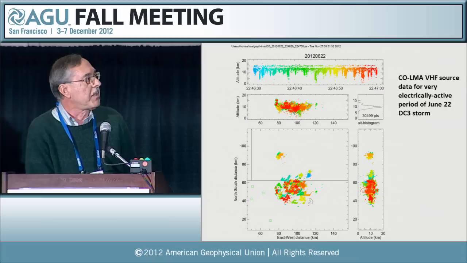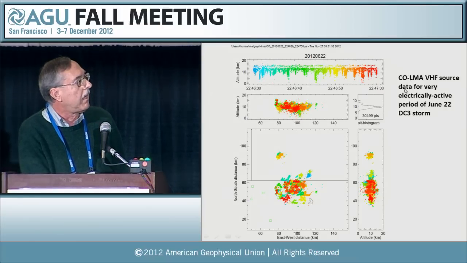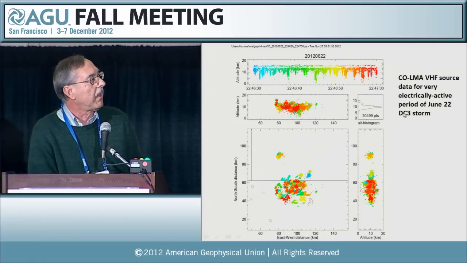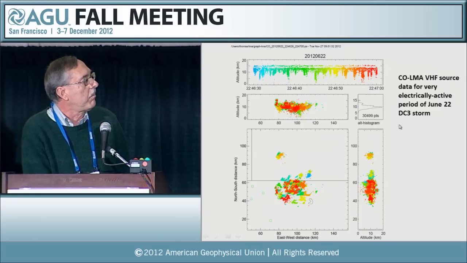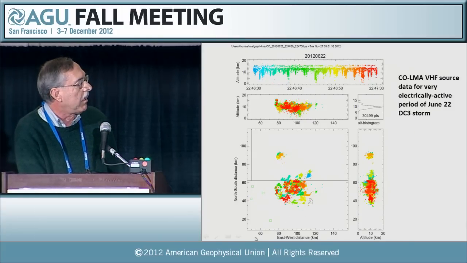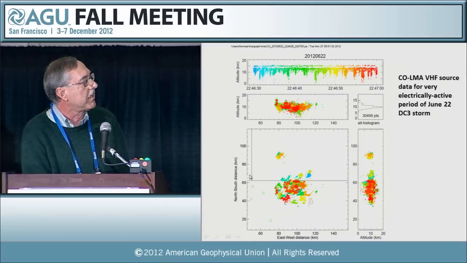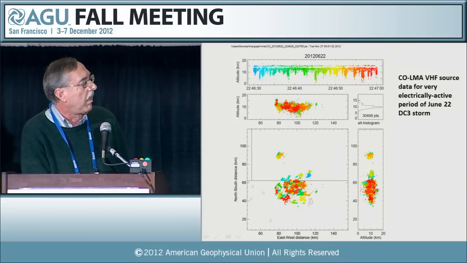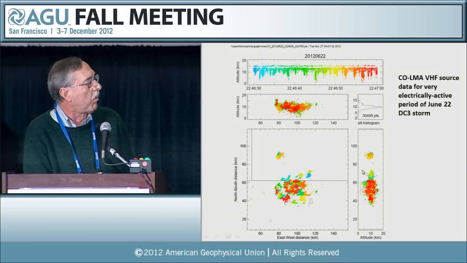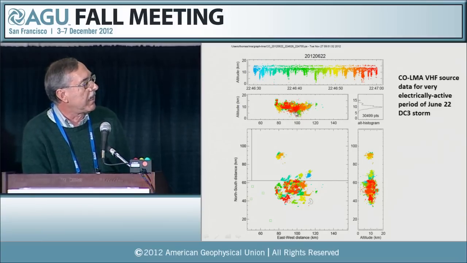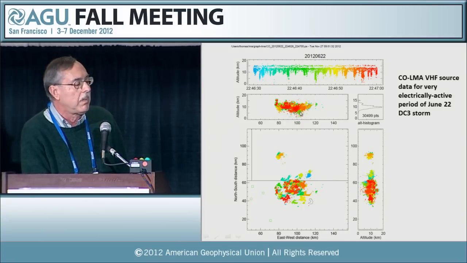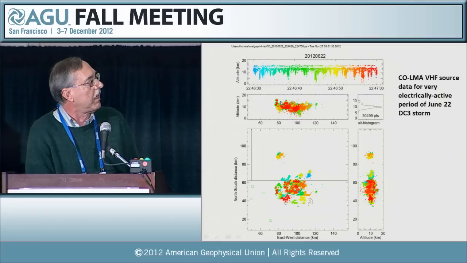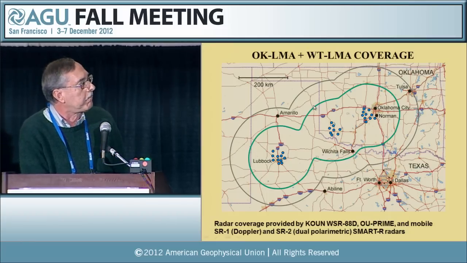So this is just one sample of a very short period of data from the 22nd of June case in northeast Colorado. Here the LMA VHF sources are shown for a very electrically active period of this storm. This shows them as a function of east-west distance and north-south distance. Here is a function of altitude across this direction, and here is a function of altitude along the y direction. So there was a very intense set of sources that were detected from about 6 to 12 kilometers in the storm.